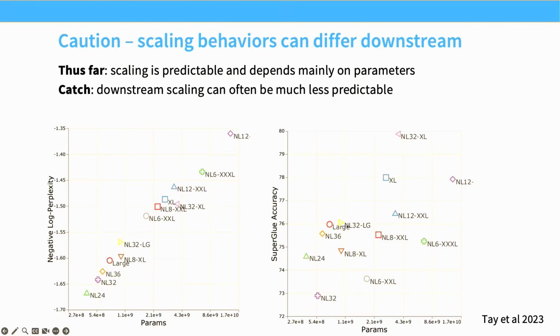Now you're like, okay, this is great. Now we're going to ship our best model, NL12. Turns out NL12 is not your best model. It was actually NL32XL, which was a much worse model in perplexity. This is a very common thing that does happen. Upstream and downstream are often correlated, but this is probably one of the worst correlations that I've seen from upstream to downstream.